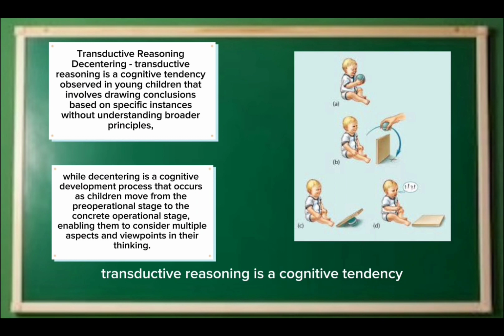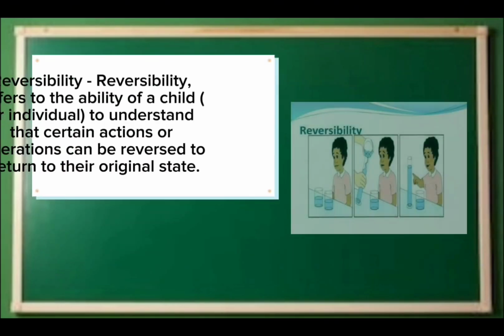Transductive reasoning is a cognitive tendency observed in young children that involves drawing conclusions based on specific instances without understanding broader principles. While decentering is a cognitive development process that occurs as children move from the pre-operational stage to the concrete operational stage, enabling them to consider multiple aspects and viewpoints in their thinking.